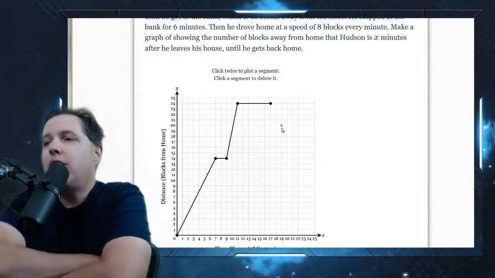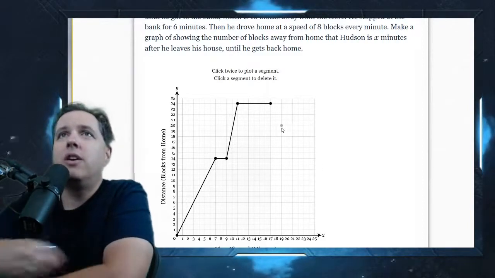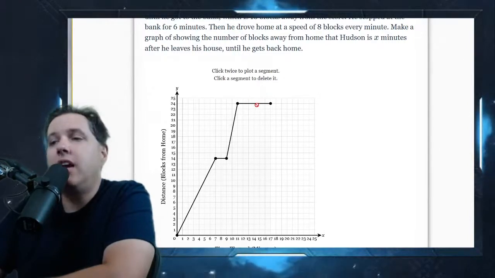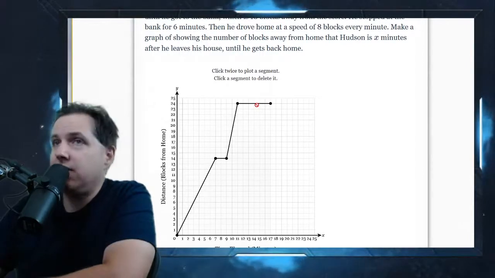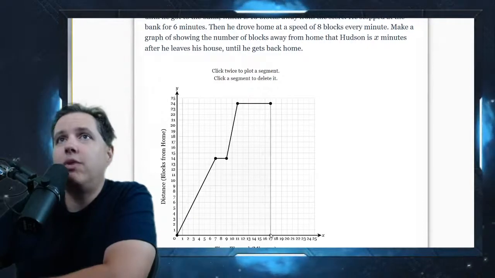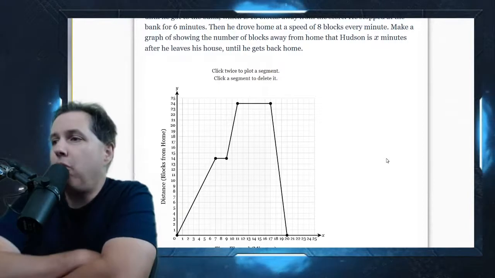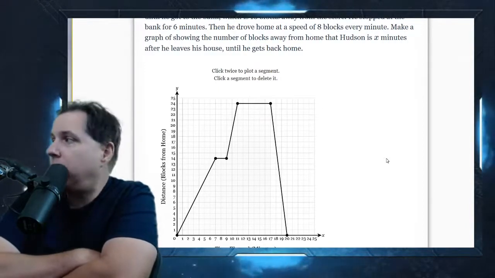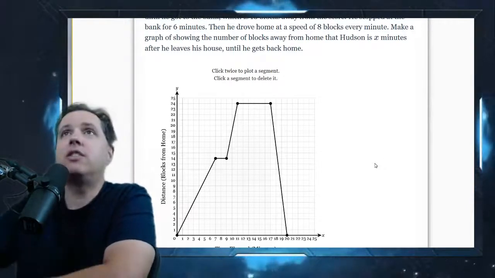What I could have done was thought about it using distance equals rate times time and said, well, okay, we can see that Hudson is 24 blocks away from home, and he's driving home at 8 blocks per minute. That should take him 3 minutes, right? So he should be able to cover this entire 24 blocks in 3 minutes. So I go over 1, 2, 3, and I do it that way. Those are both perfectly legitimate ways of reasoning through that last part of the problem, and they should both get you full credit.